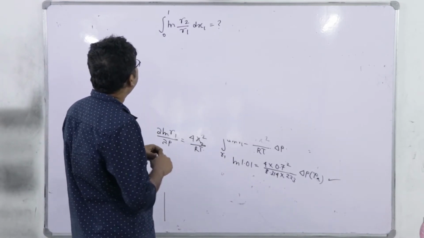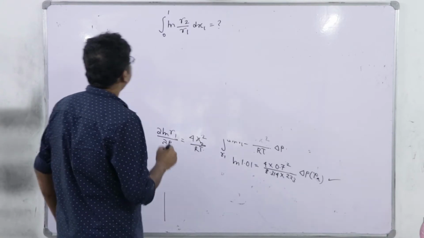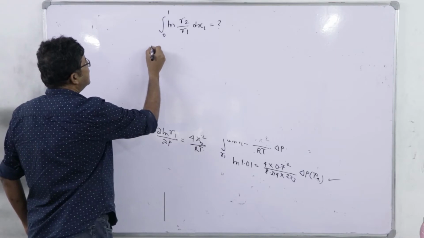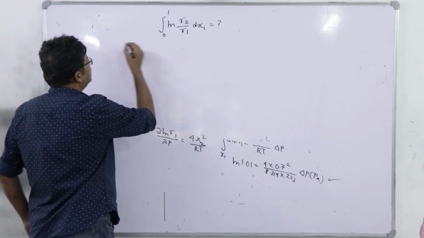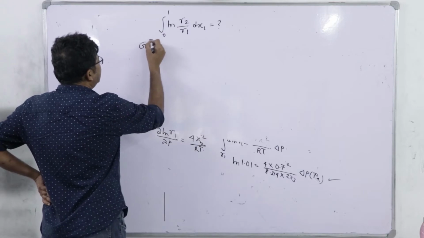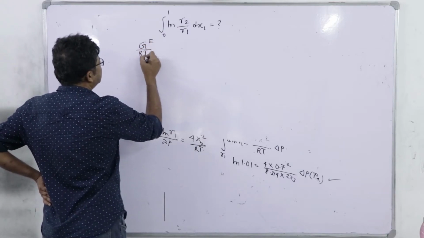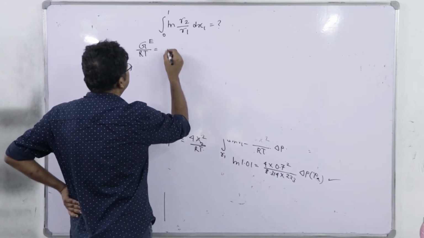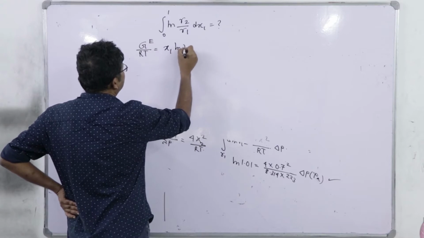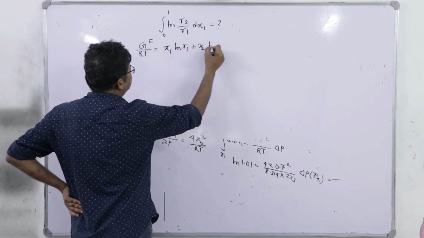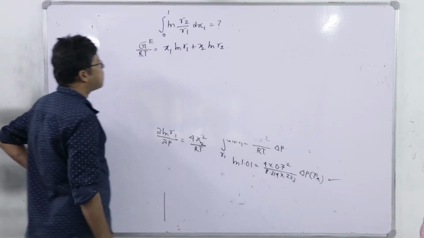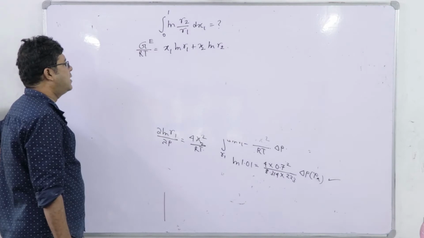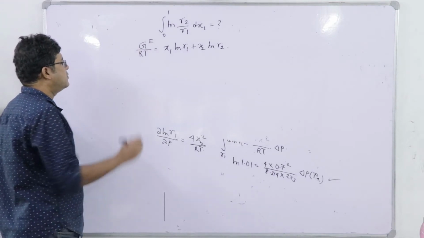So, you see that we have GE by RT. GE by RT is equal to x1 ln gamma 1 plus x2 ln gamma 2, right? That is, x1 ln gamma 1 plus x2 ln gamma 2.